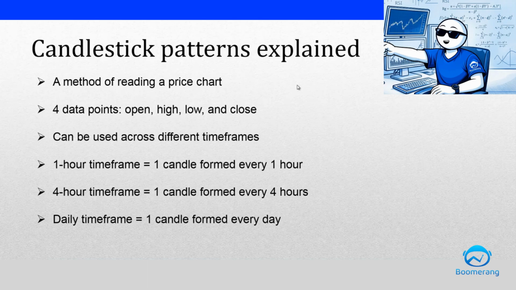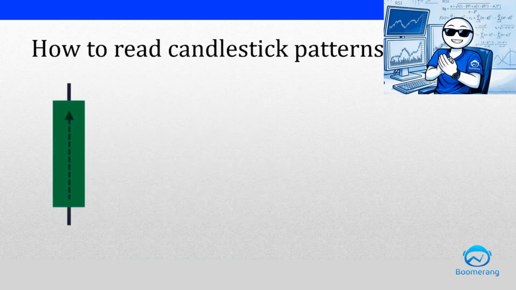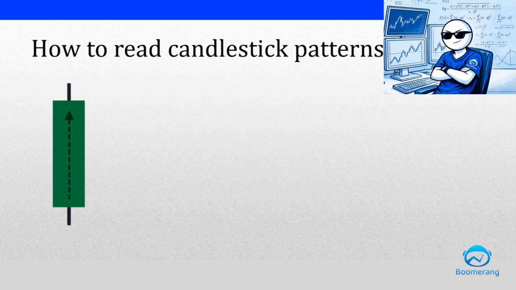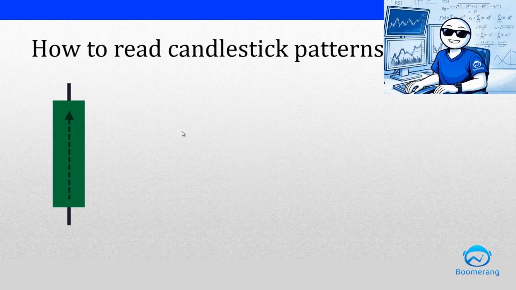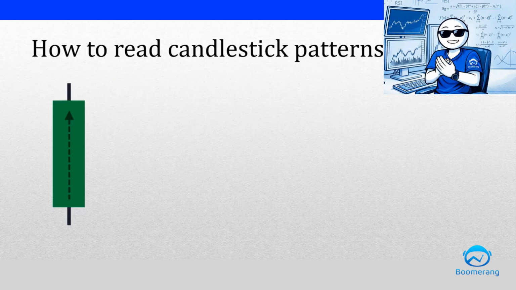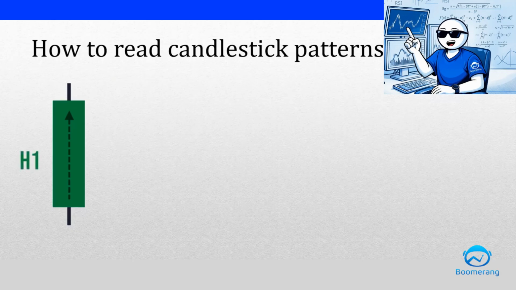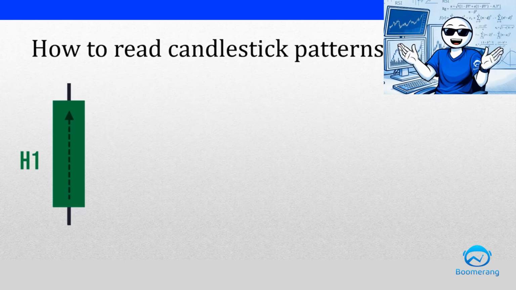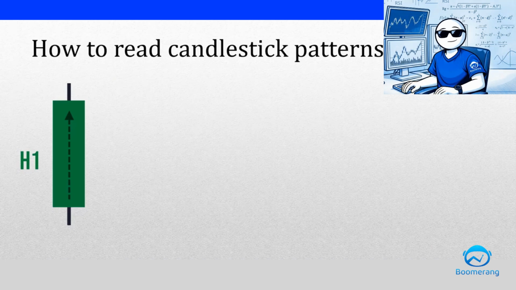So now let me explain how you actually read a candlestick pattern. You'll see primarily 2 types of candlestick: one is green and one is red. But let's talk about the green one first. Remember I said that there are 4 data points. How do you know where the 4 data points are? Very simple. A green candle simply means that the price has closed above the opening price. Let's say this is a 1 hour candle. What it tells you is that the price has closed higher than where it was 1 hour ago. So that's why it's green. It just closed higher compared to the opening price 1 hour ago.